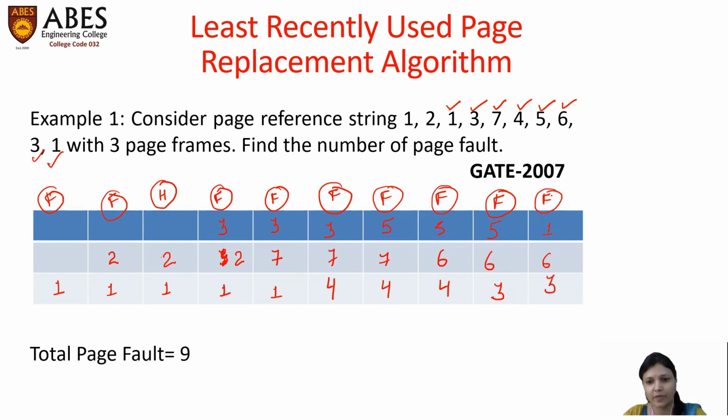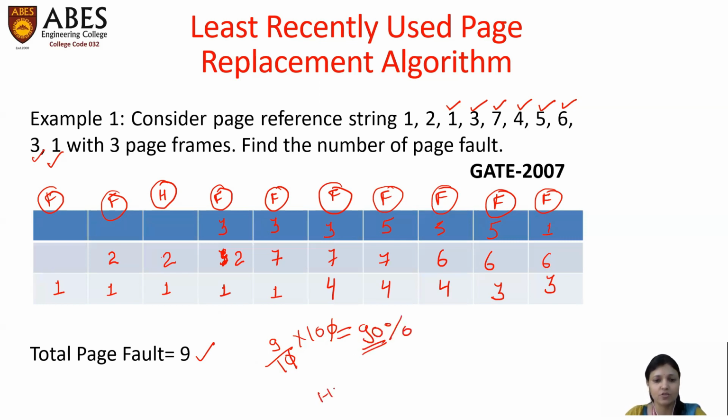If we count the total number of page faults in this question, the page faults are 1, 2, 3, 4, 5, 6, 7, 8, 9. So the total page fault was 9. And if we are asked to calculate the fault ratio or hit ratio, the fault ratio will be 9 divided by the total number of values in the string, 1, 2, 3, 4, 5, 6, 7, 8, 9, 10. So it is 9 divided by 10 into 100, which equals 90%.